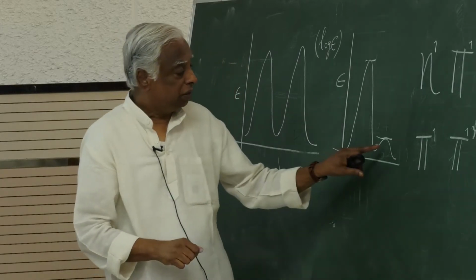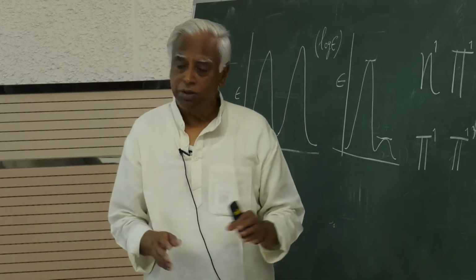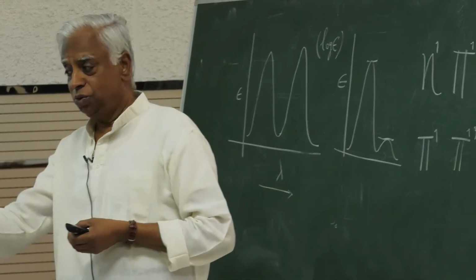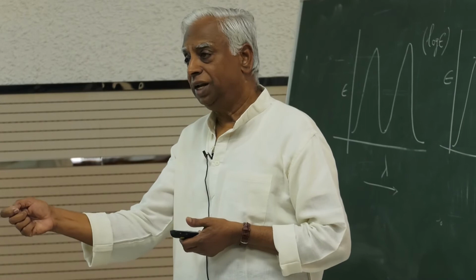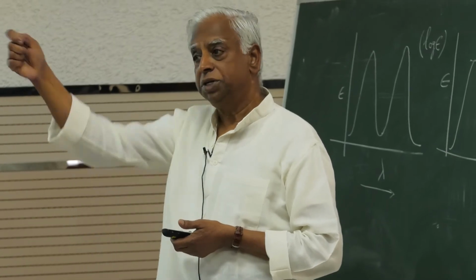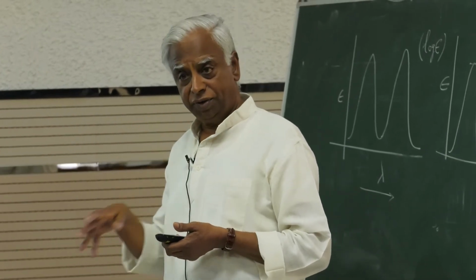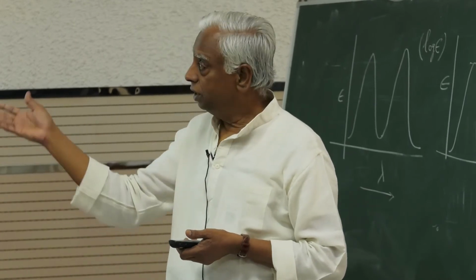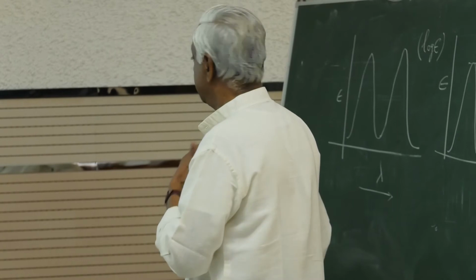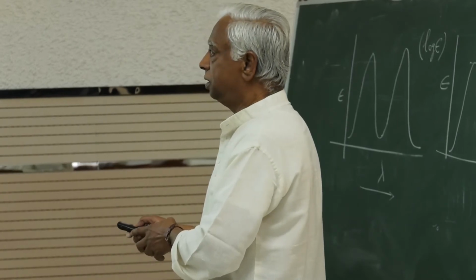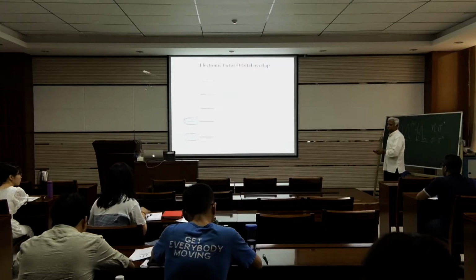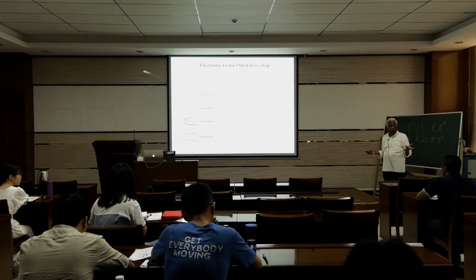Okay, another question is, why is this one less probable, whereas that one is more probable? Because when the light is going through, it is going to activate the electron to go from n to pi star. Or if you provide a different wavelength, pi will go to pi star. But as you can see here, the spectrum going from here to here is less probable compared to going from here to here. Okay, that is common.